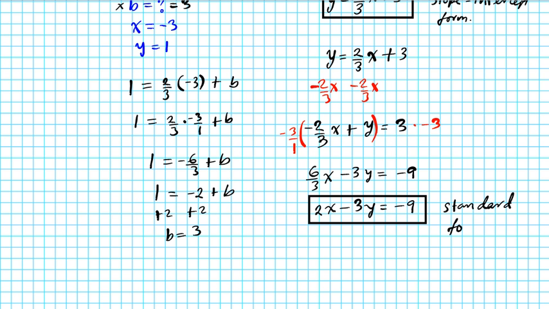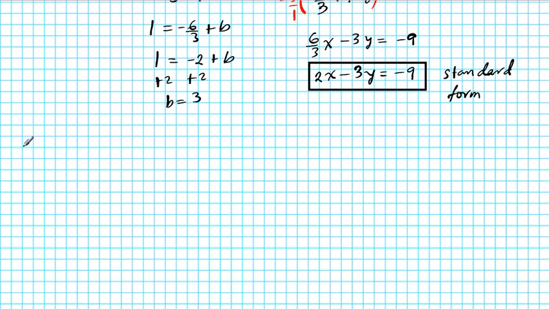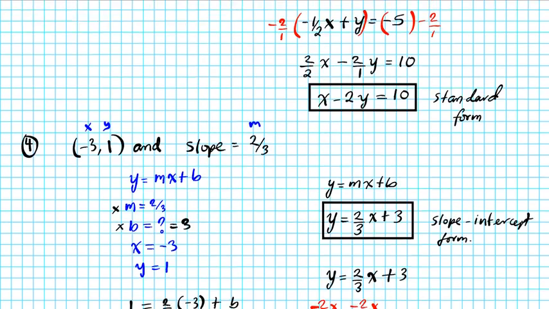Okay, now let's try one more example. In this case, we'll be provided with 2 points, and we have to write the equation of the line going through those 2 points. So for number 5, we're going to have the points (1, 4) and (-2, 3).